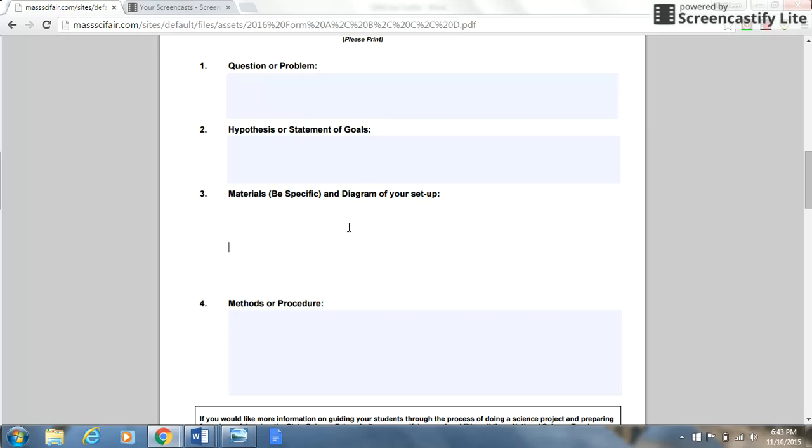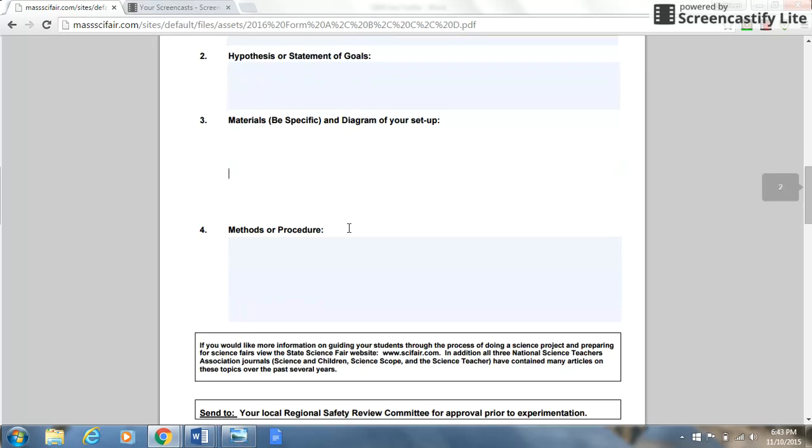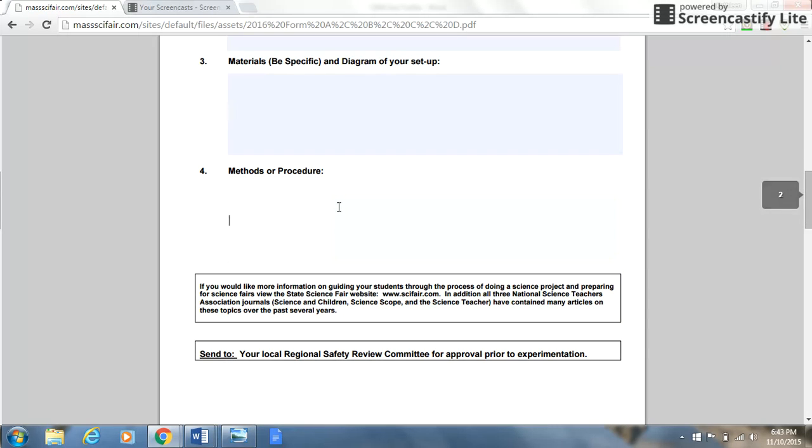The student should be listing the quantities, and then the student should also be attaching any diagrams if they need additional space. The fourth question is asking for the methods or procedure. Make sure all of these are numbered.